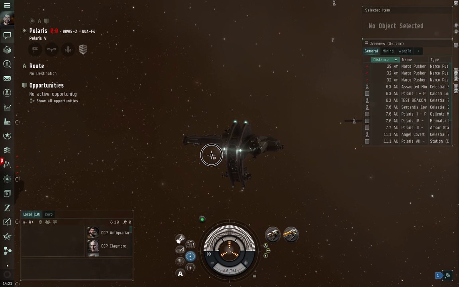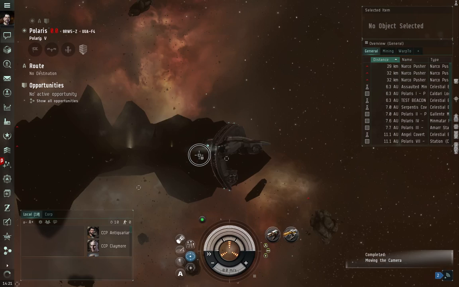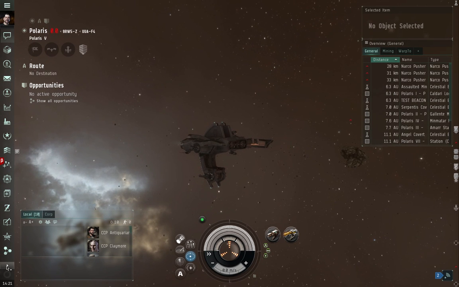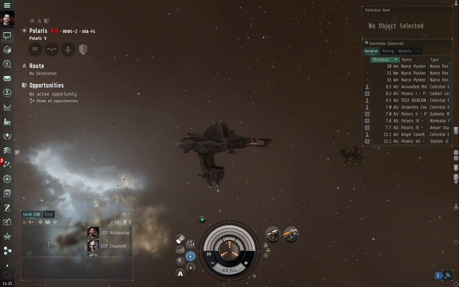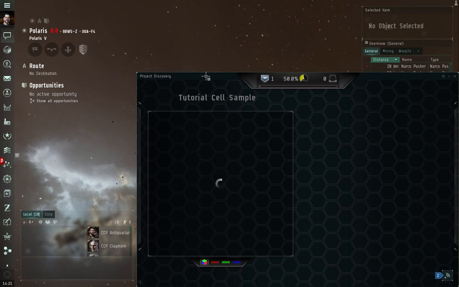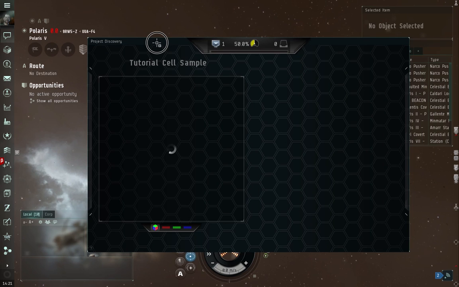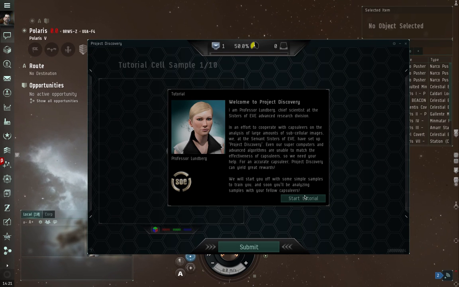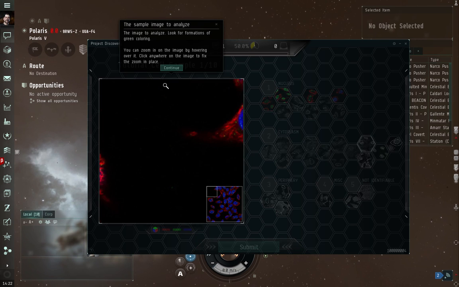So I've made a blank character for you and I'll go through some of the tasks and talk about how I think they might be classified and what sort of logic we use here at the HPA. So first just open Project Discovery up. Yes, start tutorial.